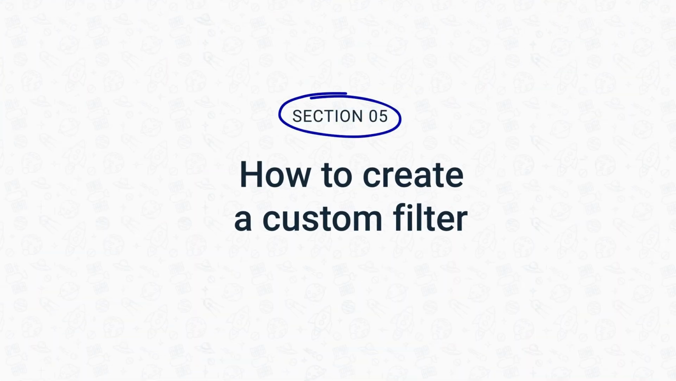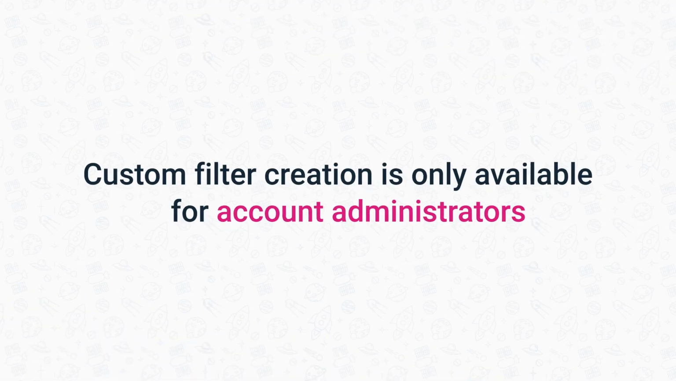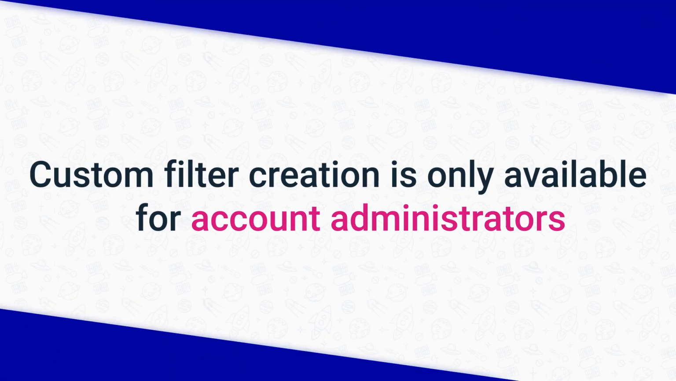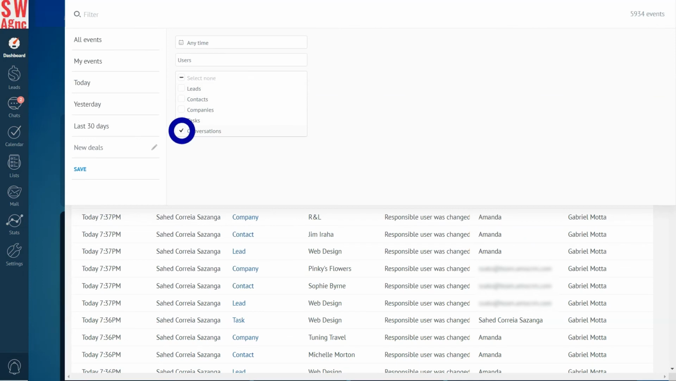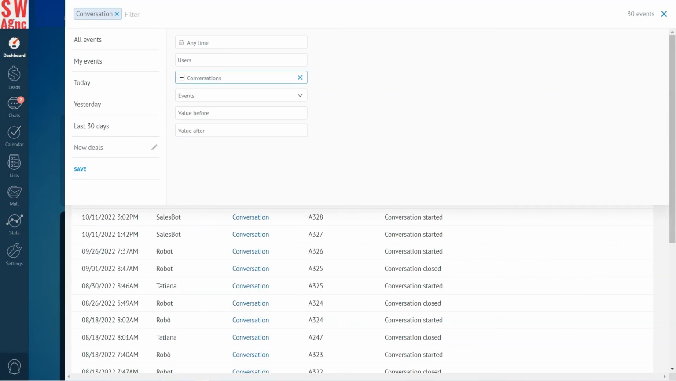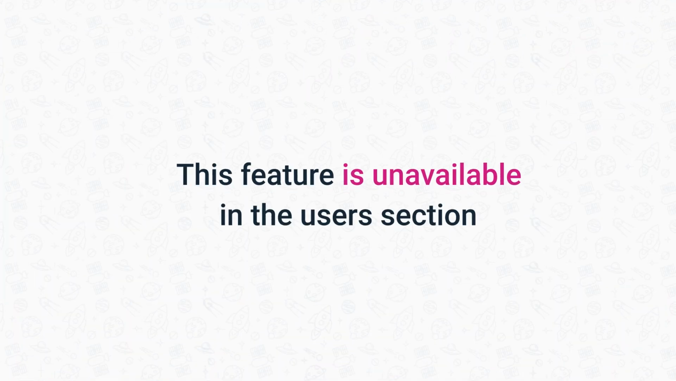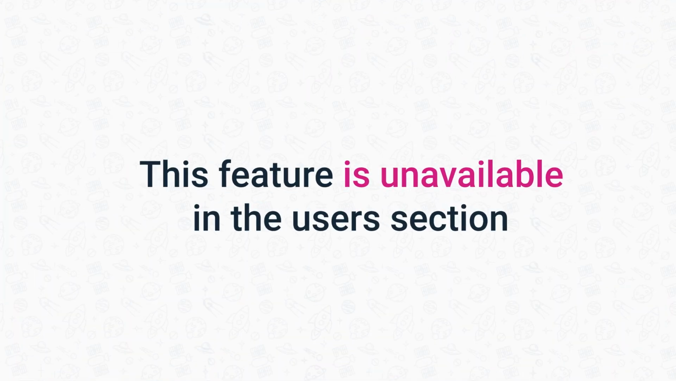Now, let's see how to create a custom filter. So, you can create a custom filter by choosing the field you want to apply to your search. Now, all you have to do is save it. However, this action is only available for account administrators. So, to do this, select the filter you need, click Apply, click on the Save button, which is located under the preset filters on the left, and enter the name of your filter. Now, it will always be displayed in the list of preset filters, but do keep in mind that this feature is not available in the Users section filters.